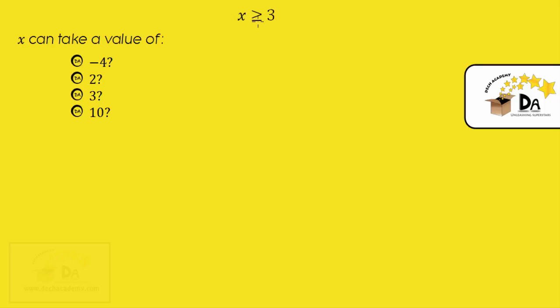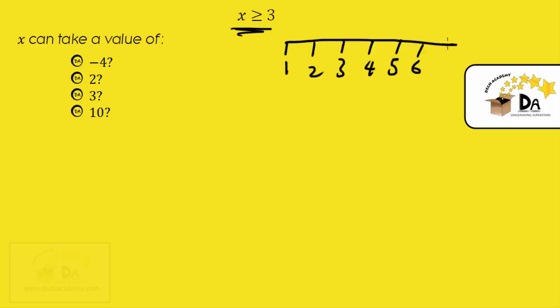Here's a final example. X is greater than or equal to 3 is the inequality. This inequality is saying that x should take values that are greater than or equal to 3. If you look at a number line that starts from 1, 2, 3, 4, 5, 6, and so on, numbers larger. This inequality says x takes values greater than or equal to 3. So x can be 3 or values greater than 3. That's what this is saying.